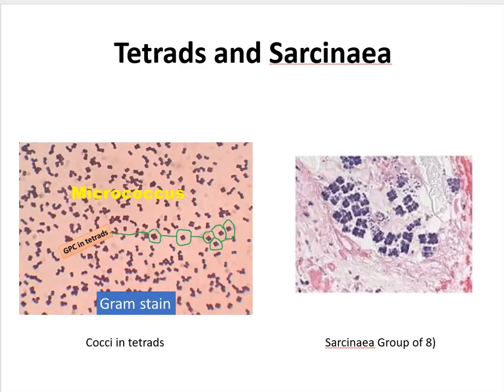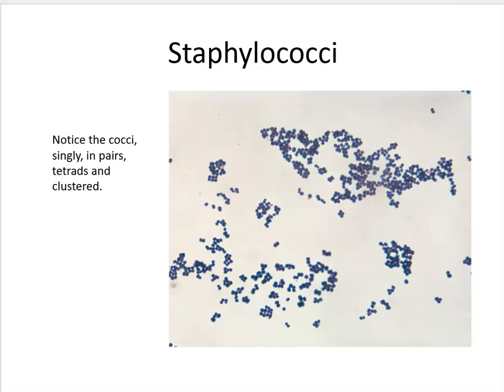Your genera. Your staphylococci, again, notice pairs. And here's a better one. Singly, in pairs, there's a tetrad right there. There's a 6. There's a sarcina there. But here, see how it's clustered together? That's a cluster.